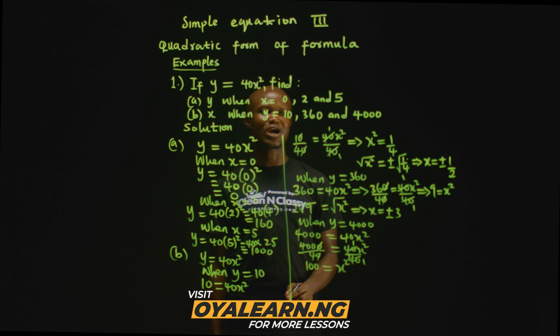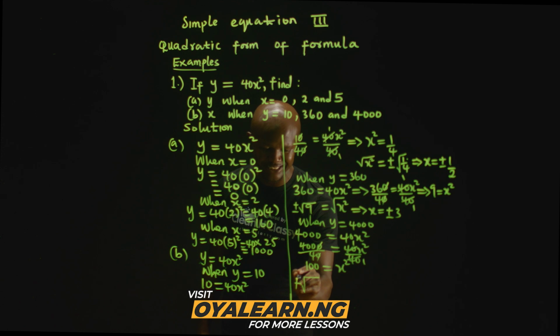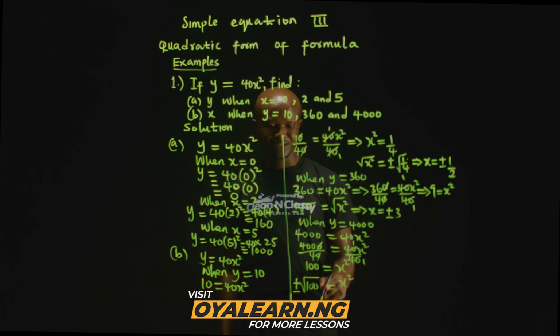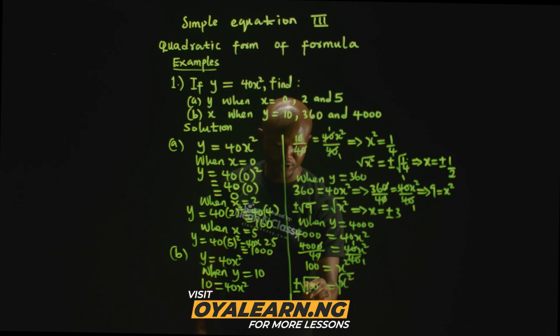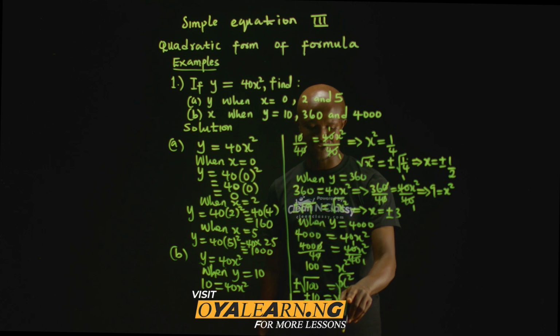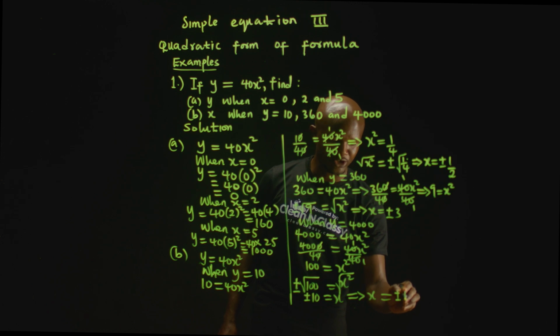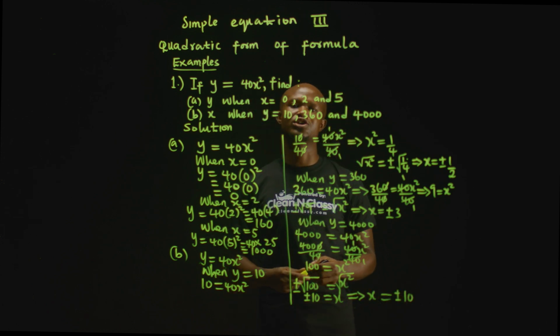Now, by taking the square root of both sides, don't forget plus or minus. When you take the square root of x squared, what will you have? That is x. The square root of 100 is 10. So this implies that x equals plus or minus 10. That is the solution to the problem. Thank you.